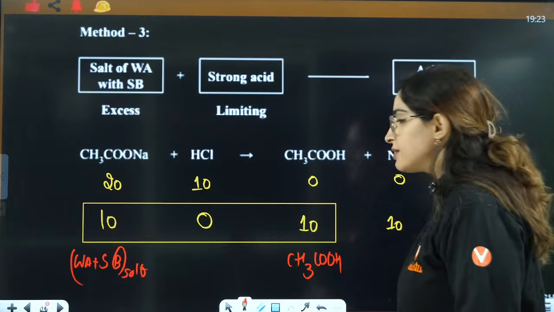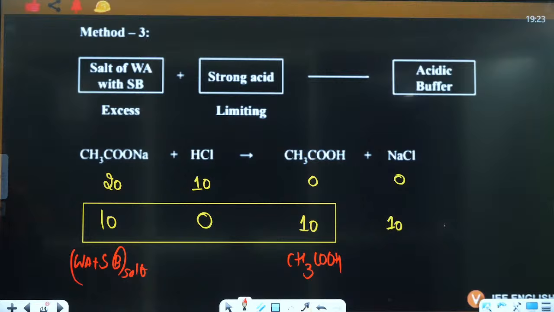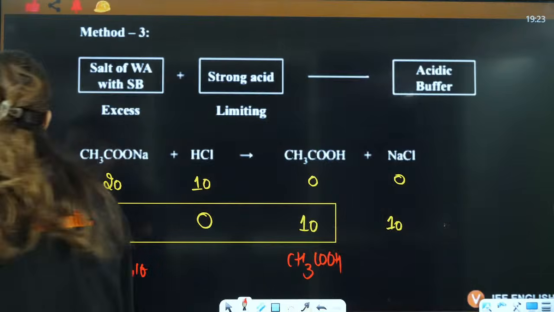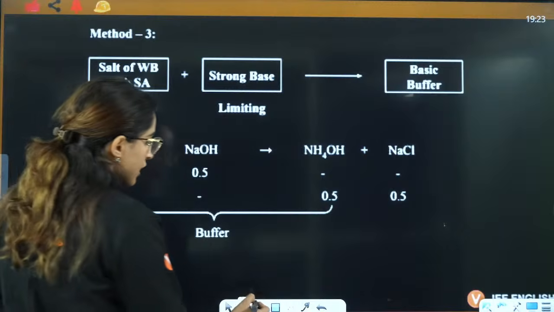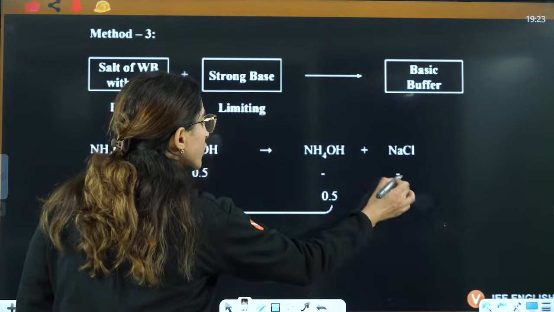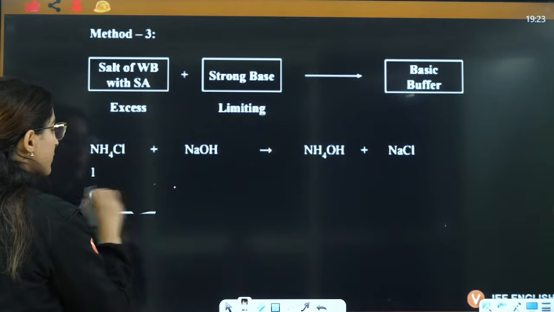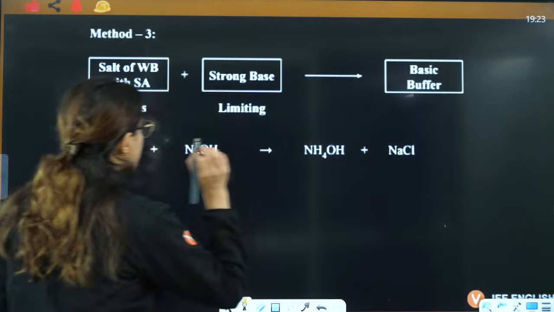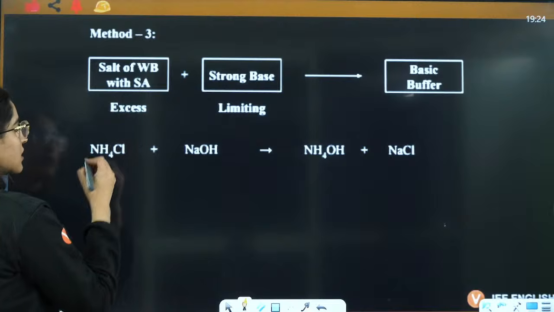Now we are in the same situation, right? Tell me, understood? Same as when you have a basic buffer, the same thing you're going to do here. This is the third method of preparation which students usually ignore. They just cram that one definition. No, here this is in excess.